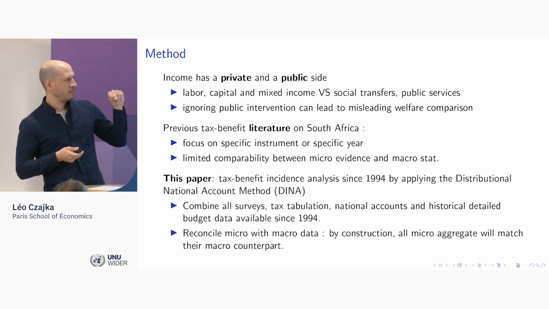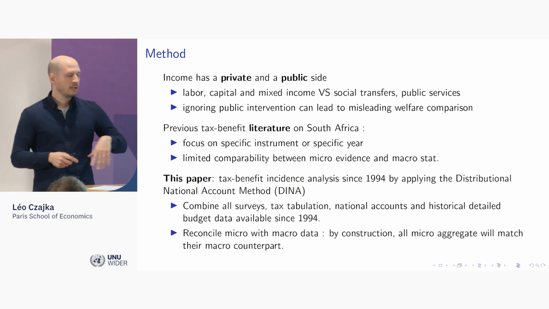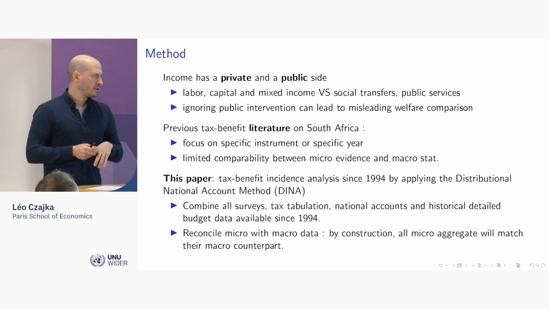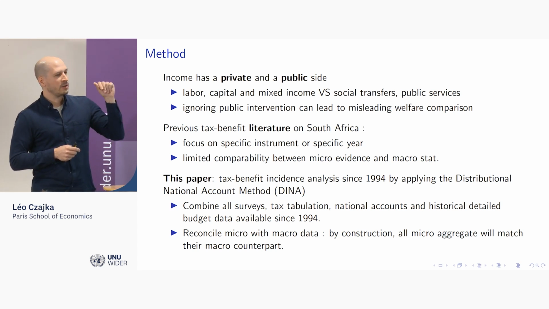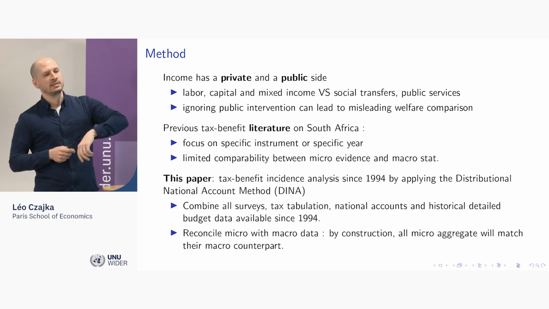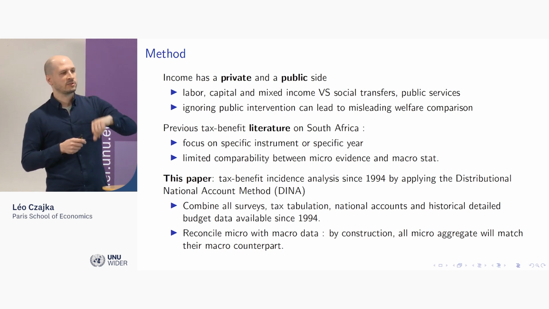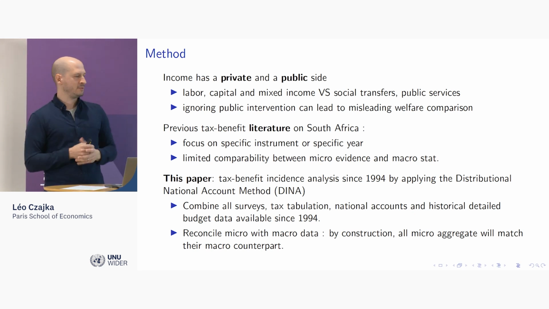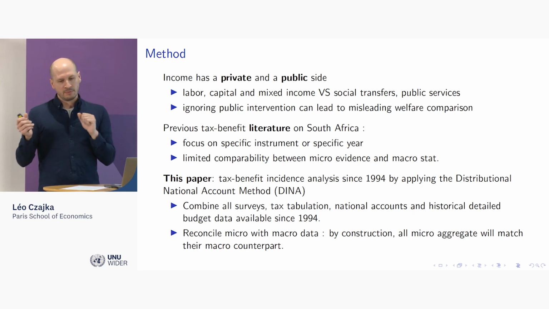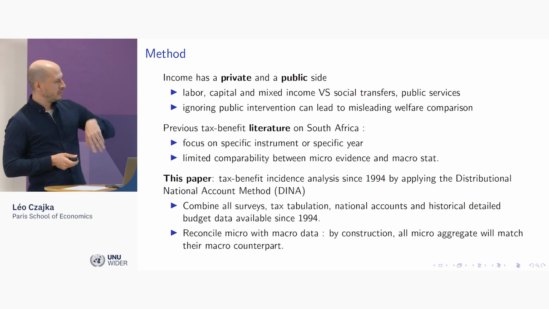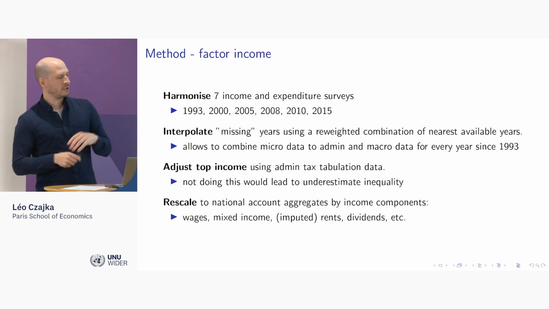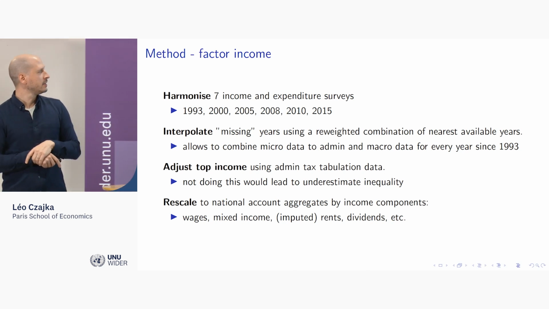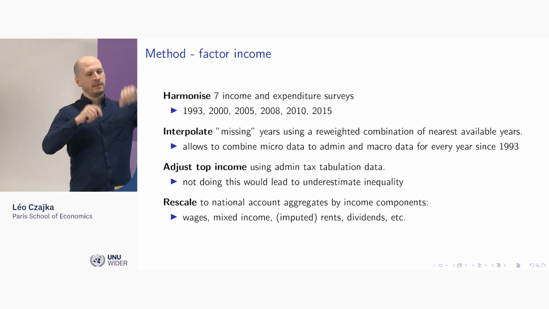To do this, we apply the distributional national account methods. We combine all surveys, specifically the income and expenditure surveys available since 1994, all tax tabulation data, as well as all national accounts data and historical detailed budget data since 1994. So a lot of data. And we reconcile micro and macro data by rescaling micro data to macro data, so that in the end, the micro aggregate matches the macro aggregate. So let me go now through the method step by step.